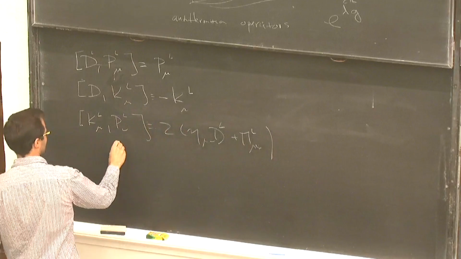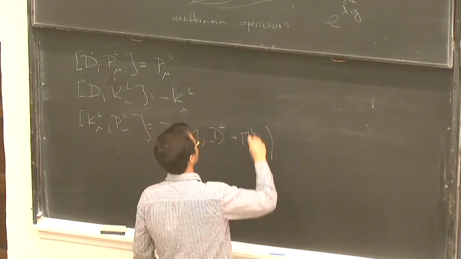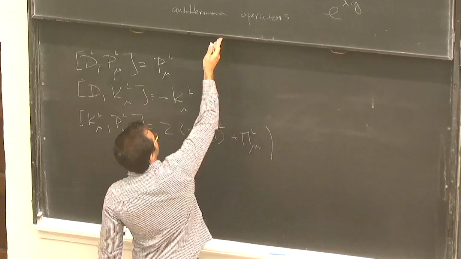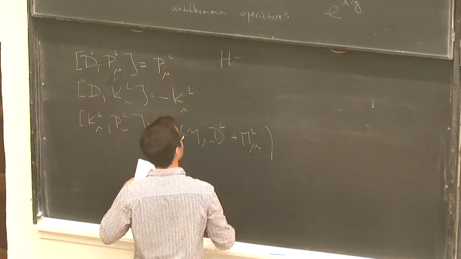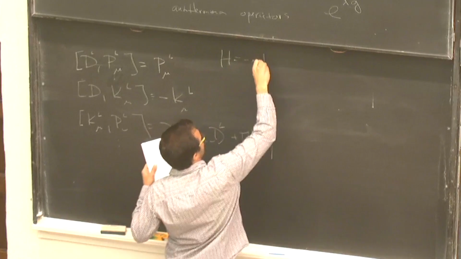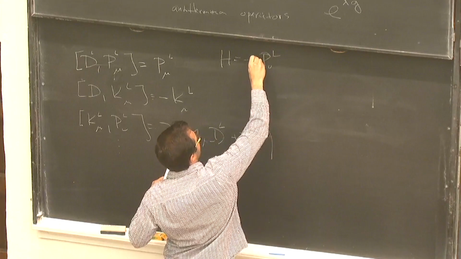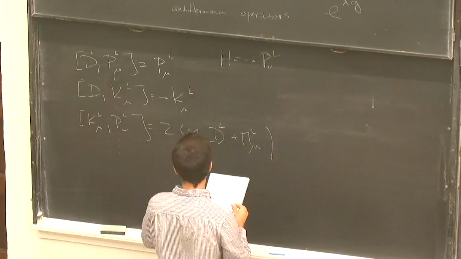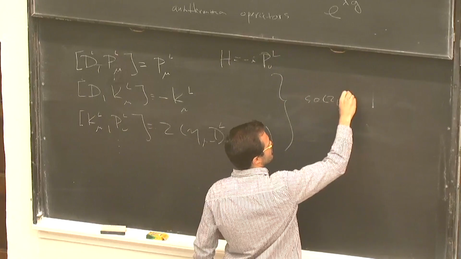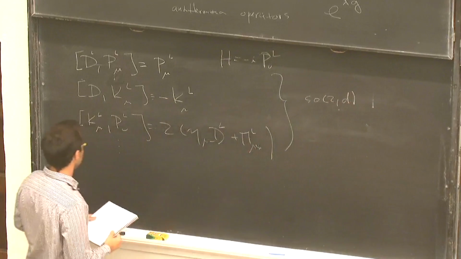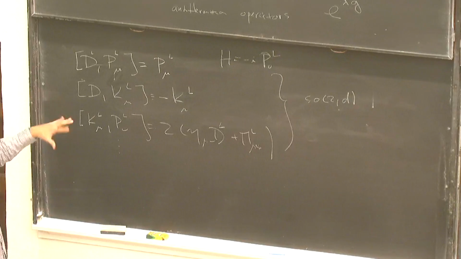And the remaining ones are familiar from Poincaré, so I'm not going to write them again. In particular, the Hamiltonian of the theory in this space is just minus i times P0. So it's the translation in the zero direction, and these commutation relations are the same as in the real Lie algebra SO(2,d). Now this means that the Hilbert space must be a unitary representation of this algebra.